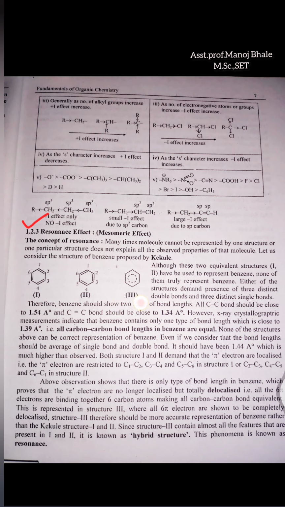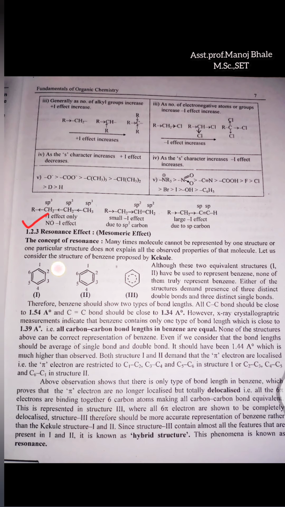In these three structures, you can observe structure number first, structure number second, and structure number third. These are the benzene structure and these three possible structures. Now, out of all these three structures, which is the correct structure? We are studying the resonance effect regarding the benzene ring.